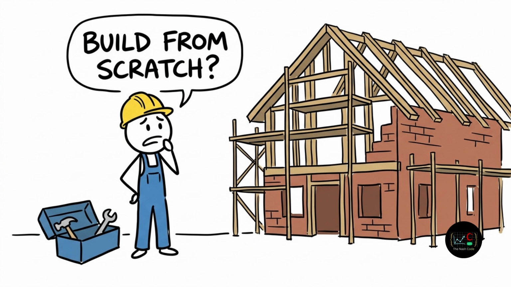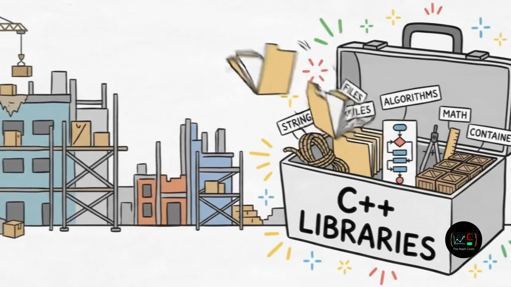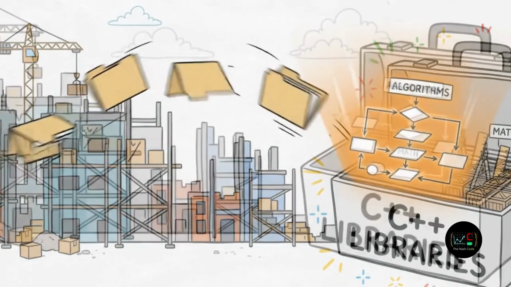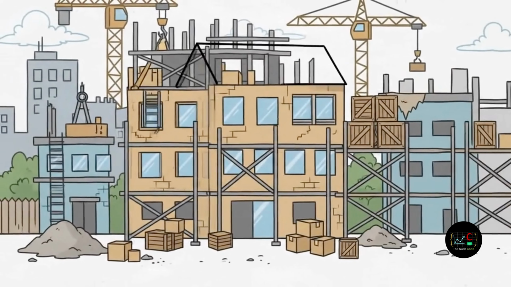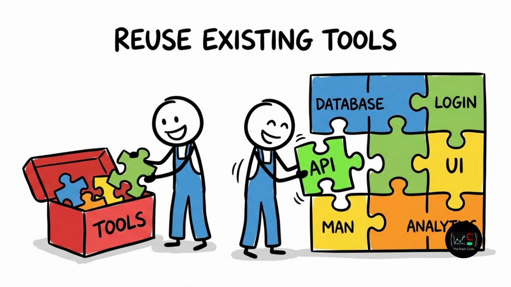But developers don't build everything from scratch. C++ comes with powerful libraries that already know how to work with strings, files, containers, algorithms, mathematics, and much more. Professionals simply combine their own code with these ready-made tools.